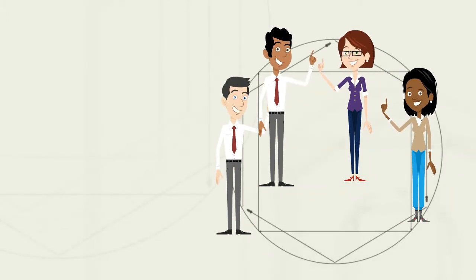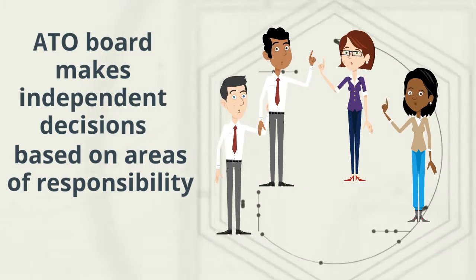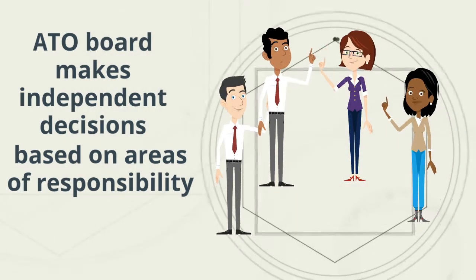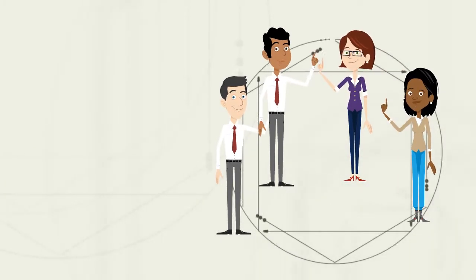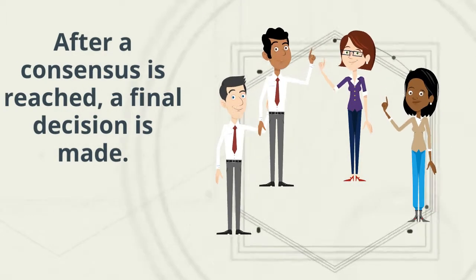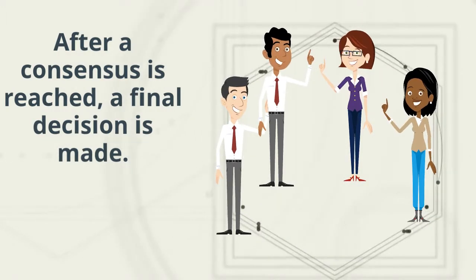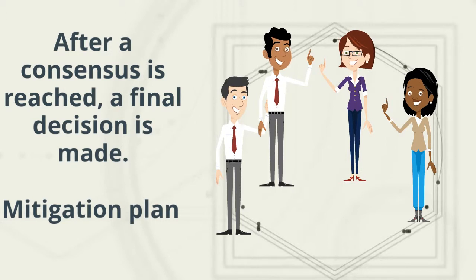The ATO board makes their own independent decisions based upon their areas of responsibility and documents both go and no-go decisions with reasons. After the consensus of the ATO board, the final decision is made. If the decision is no-go, then the whole system operates via corrective action plan or a plan of action and milestones until the mitigation plan is implemented and the system is risk-free to go live.